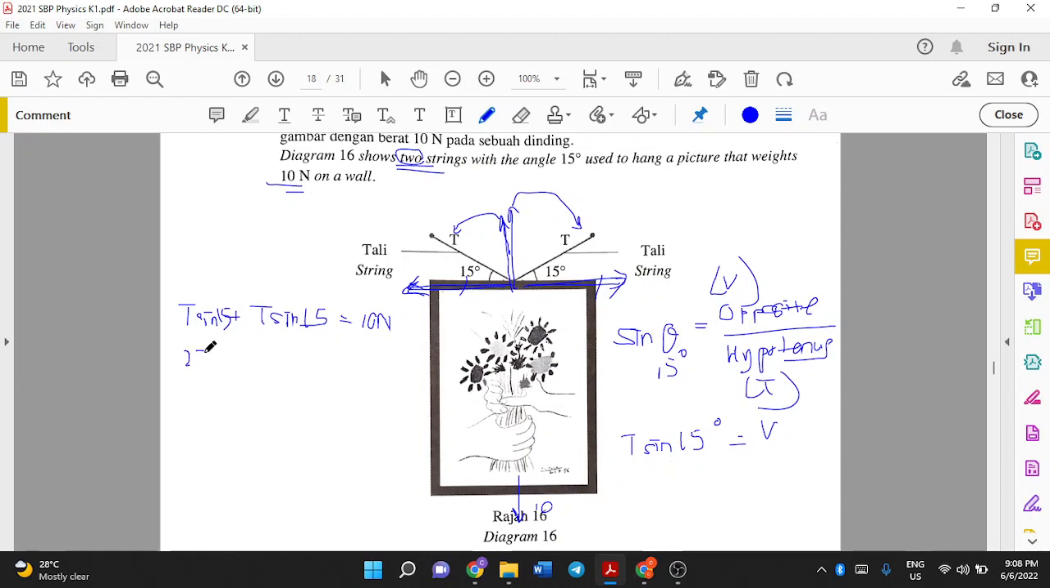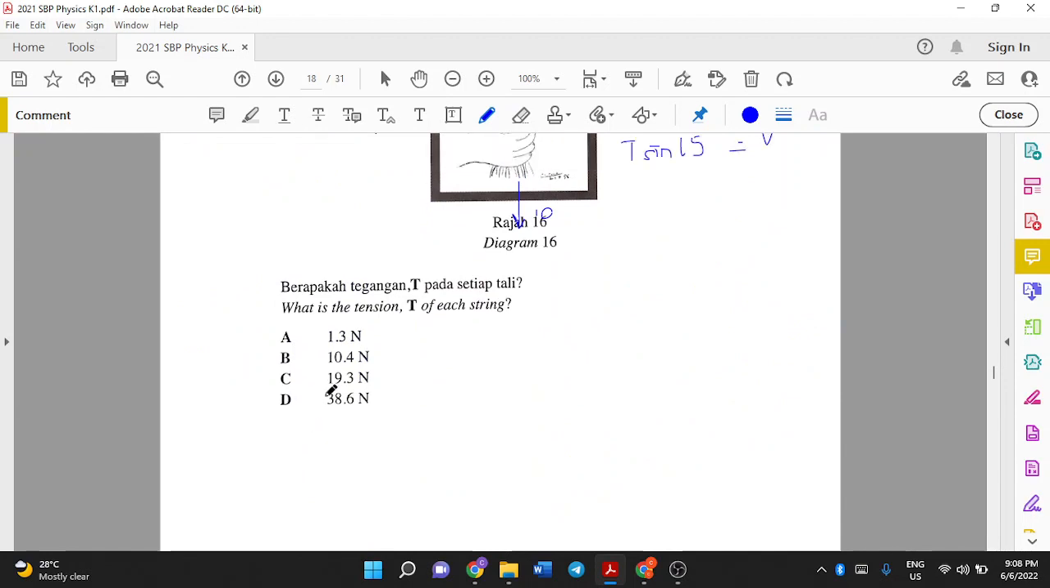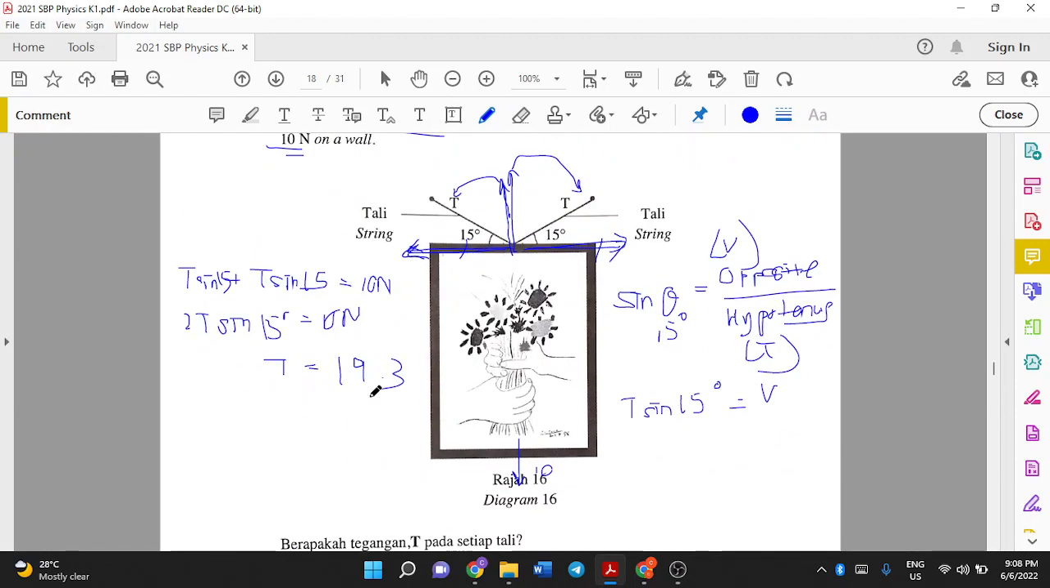So you have 2T sine 15 equals 10N. So you can find out T. It should be 10 divided by 2 divided by sine 15. You will get 19.3. So the answer is C.